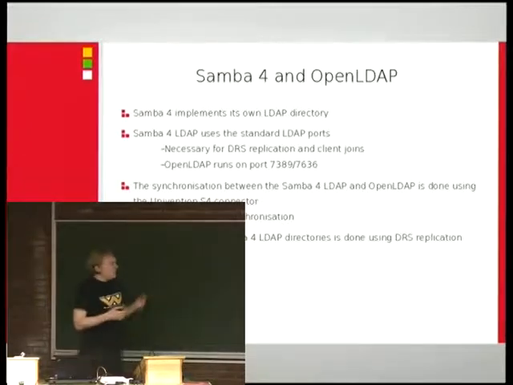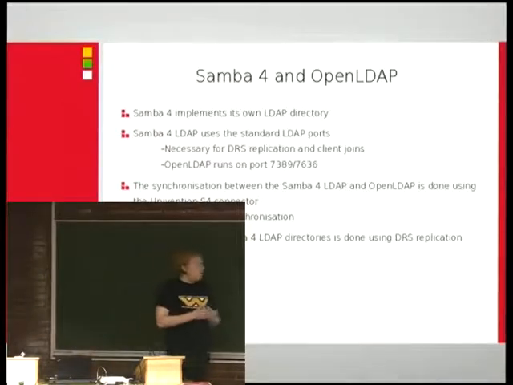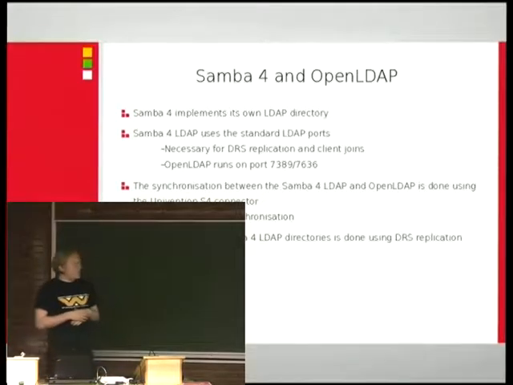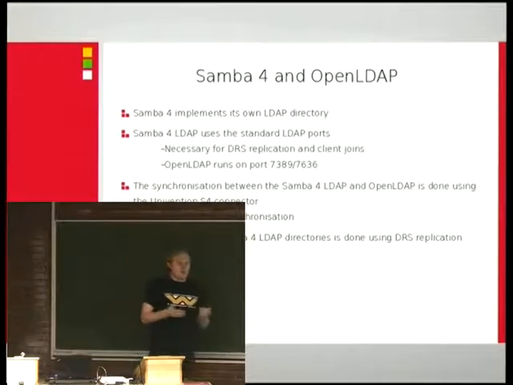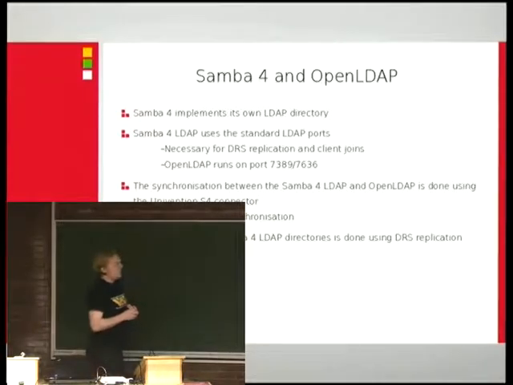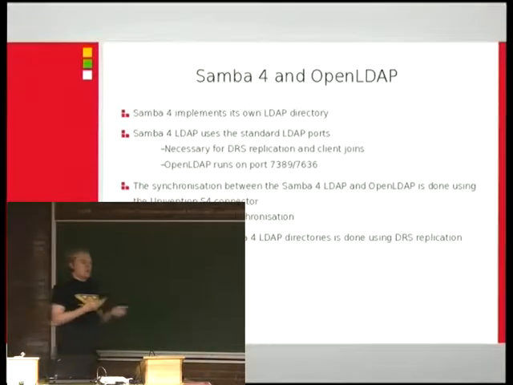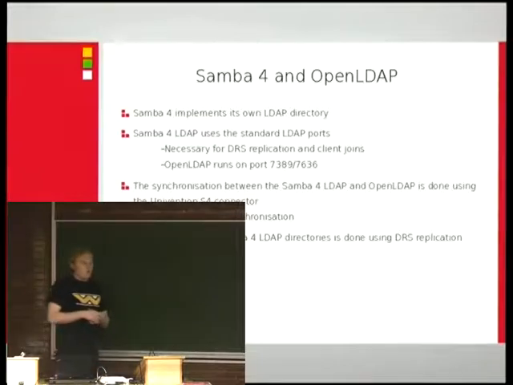So it's 389 for the unencrypted LDAP and 636 for the TLS secured variant of LDAP. And you cannot really change that because all the Windows clients do not have the means to configure the port they access, and they require that port when they're trying to join the domain.